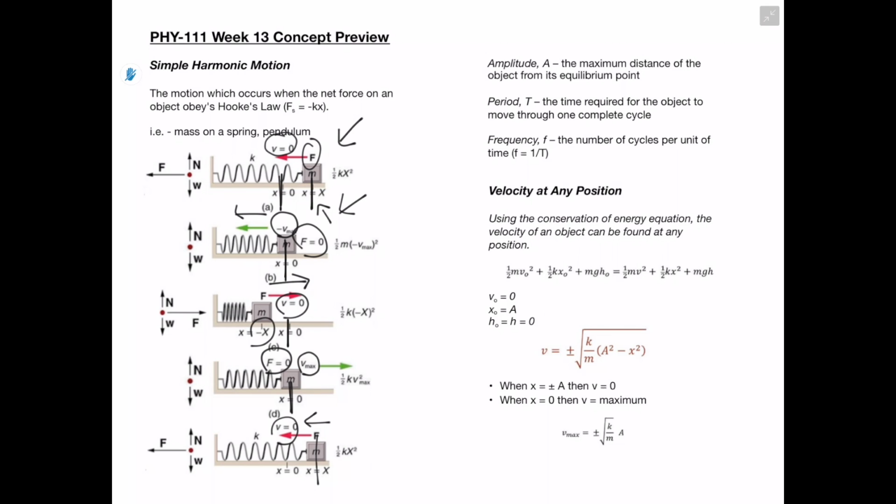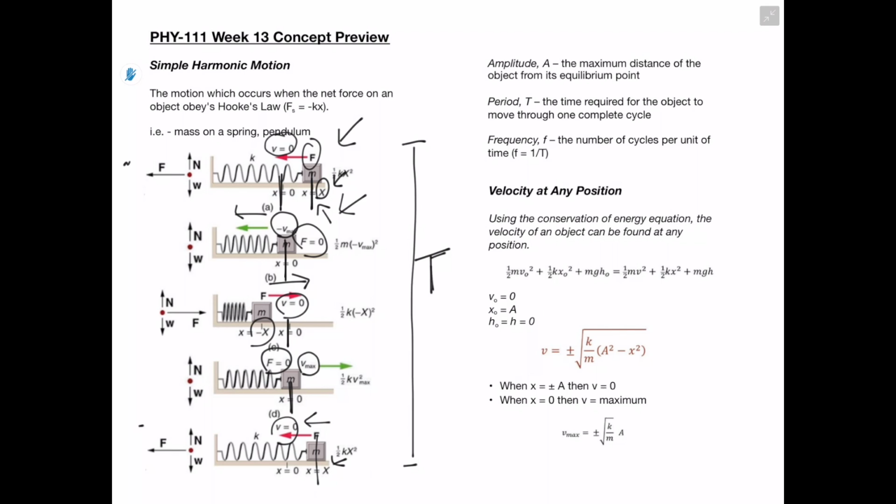A couple things we can now say about these images is that our amplitude, or A, is the maximum distance of the object from its equilibrium point. In this case, our A was really x. We can also see that the period is the time required for the object to move through one complete cycle. In this case, our period would be all sets of these images here, because we started off at our position x, and this is the next time we are back at position x. So our period is from this image down to the bottom image.